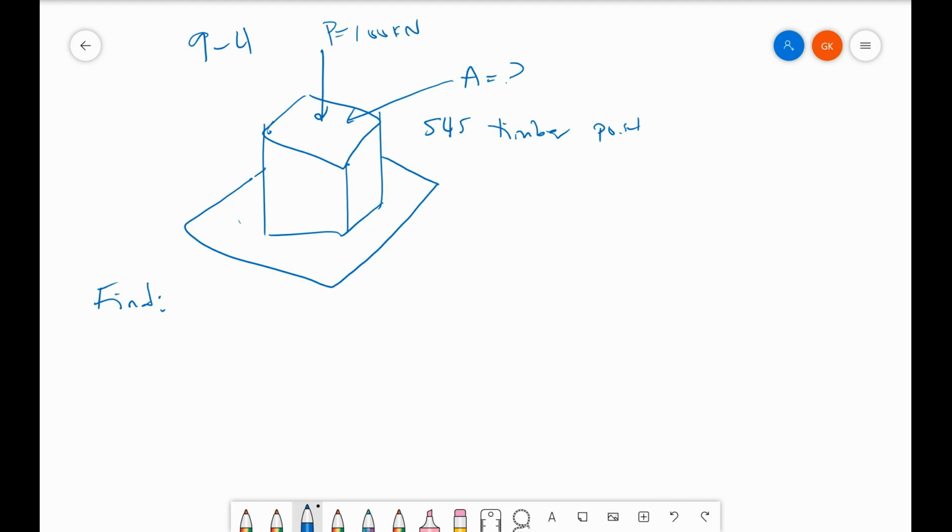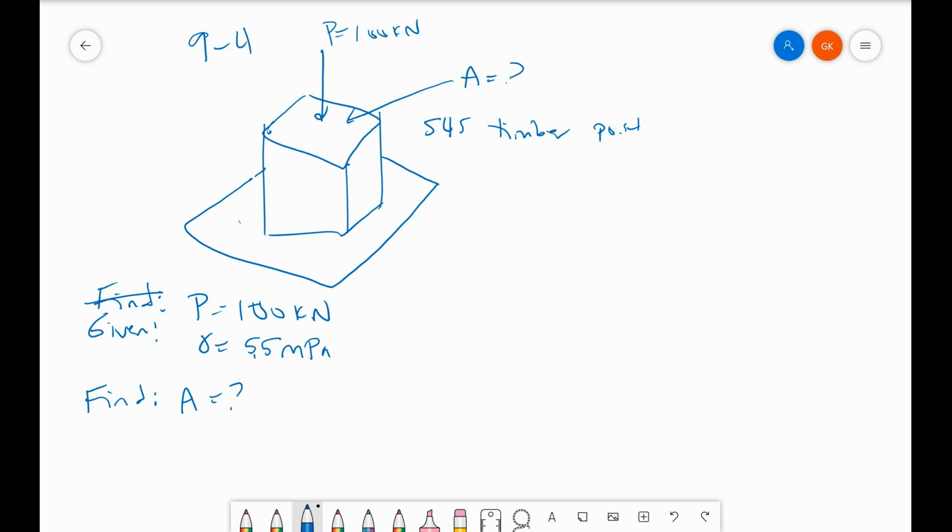So, if you look at the problem statement, it tells us a few things. One, it's going to have a compressive load of 100 kilonewtons. That's important. Two, it's got an allowable stress, that's the max it can have, of 5.5 megapascals. And it says to find the required area. So what is this? Okay.